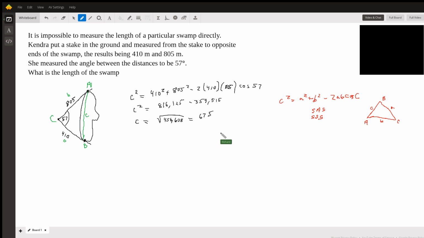So it's just a matter of trying to decide whether you want to use the law of cosines or the law of sines, and because it's side angle side, you would use law of cosines. Hopefully that explains everything clearly, and I'll see you guys again next time.